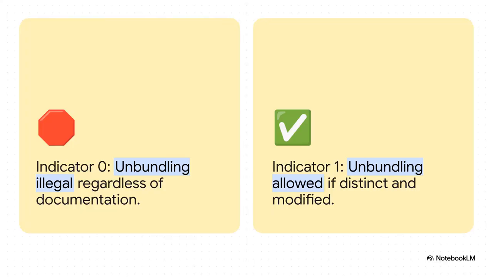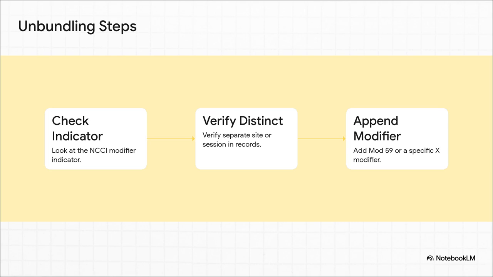The difference between a 0 and a 1 is absolutely crucial here. A 0, that's a hard stop. It means unbundling is completely illegal, no matter how flawless your documentation is. But a 1, well, a 1 opens the door. It tells us unbundling is perfectly fine provided you can prove it was a distinct clinical scenario and you append the correct modifier.